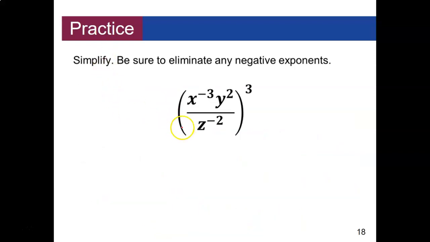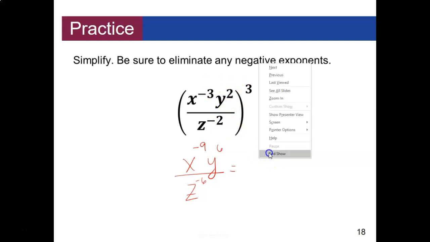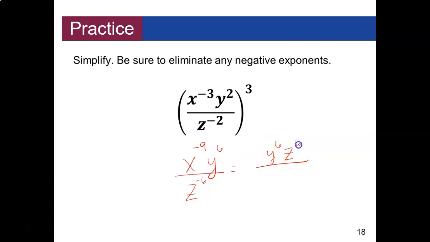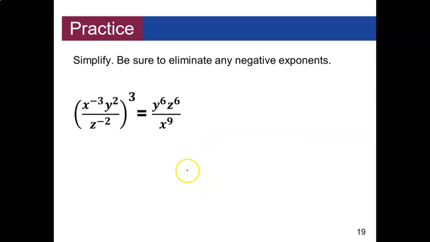Okay, so I've got another example here to practice with. On this one, we're going to distribute through, and we'll have x to the negative 9th, y to the 6th over z to the negative 6th. And so we're mostly just left with getting rid of these negative exponents. So our y to the 6th will stay in the numerator, the z to the 6th will join it, and the x is going to come to the denominator because it has this negative exponent here.